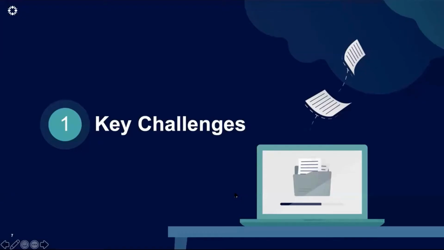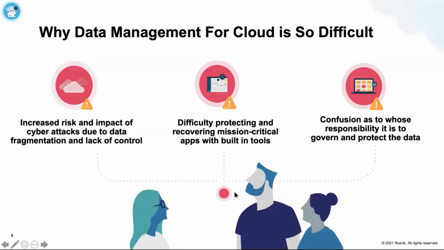We've met with hundreds of organizations just in the past 8 months around cloud, and many of Rubrik's customers, of our 4,000 customers, many of them are using the public cloud heavily. And what we've learned and observed is these are the three biggest challenges as it comes to data management in the cloud. The first thing is that people are really concerned with risk and impact of ransomware in the cloud due to the fragmentation that naturally happens.